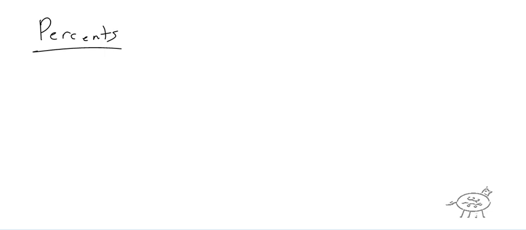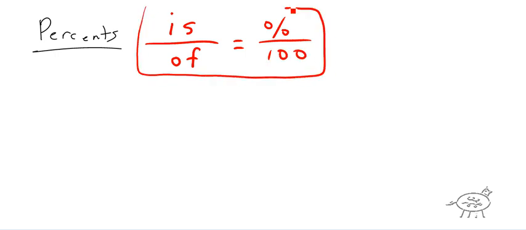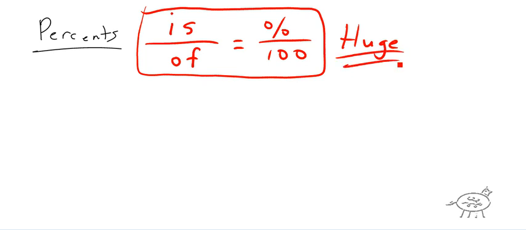I'm going to even do this in red because this is such an important formula. It's is over of equals percent over 100. This is huge for knowing how to do every percent problem. I'm going to write huge here. It is so important for writing percent problems, or for calculating them out. So let's talk about how to use these, and let's just do a bunch of examples.